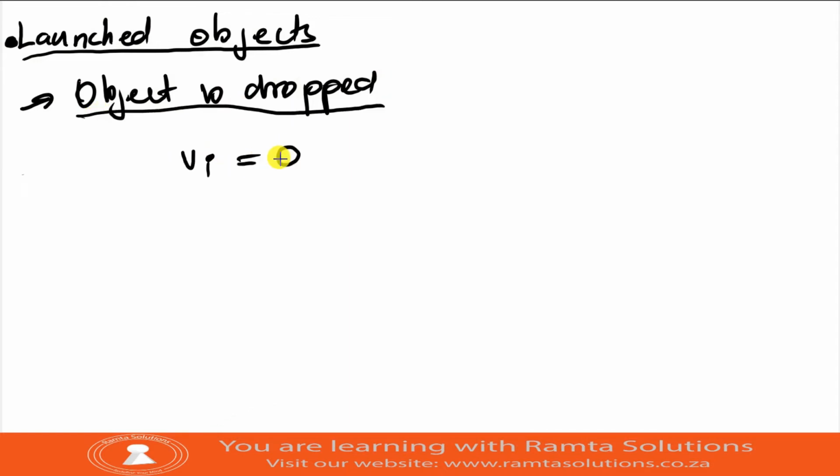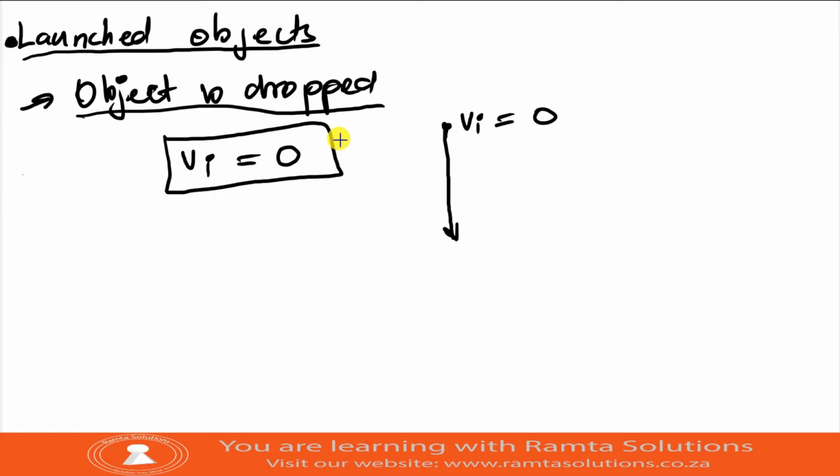initial velocity will be 0. So here we're talking of maybe you on top of a building, you drop your object. This velocity here is 0. This is important, remember it. When an object is dropped, initial velocity is 0.